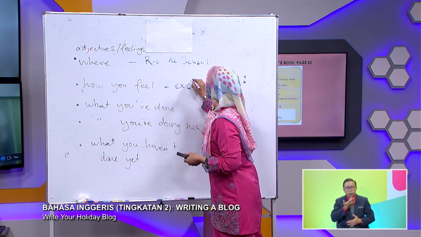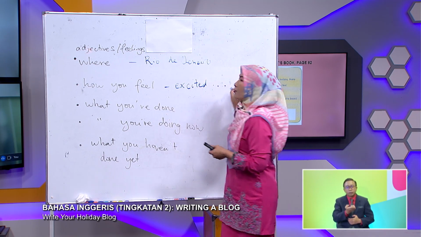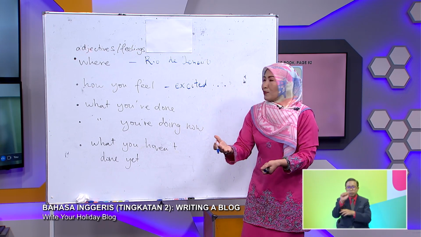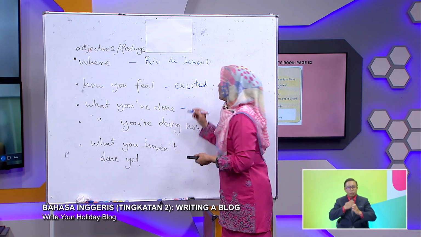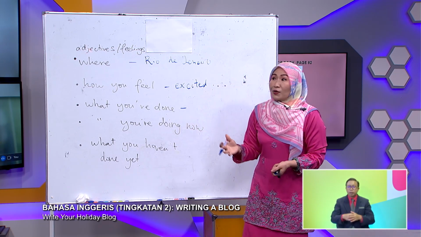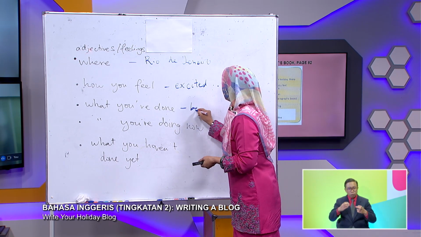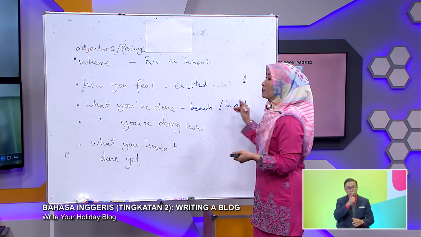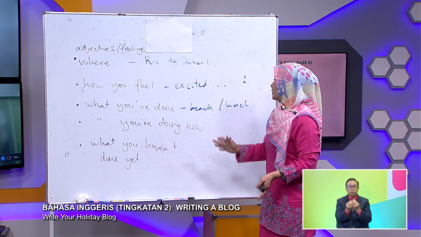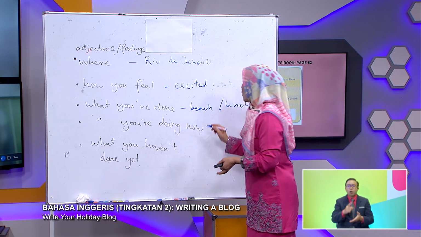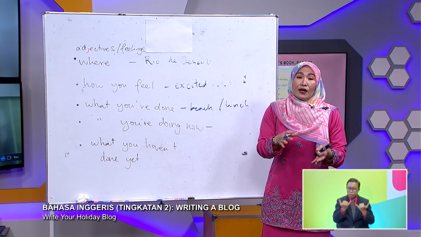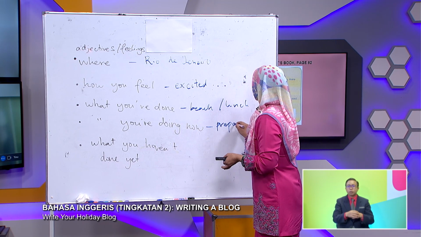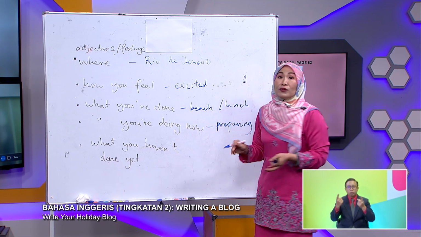How do I feel? I'm excited. I'm thrilled. Think of many, many adjective words to describe your feelings. What you've done: think of activities that you have already done. So I've been to the beach, for example. Okay? All right. I had lunch. I went to the museum. Any ideas that you can think of. And what you're doing now, as you're currently writing your blog post, what are you doing? Maybe you're preparing to go to the museum.